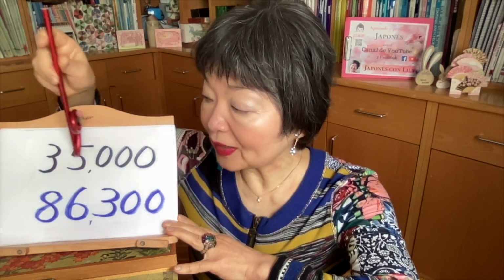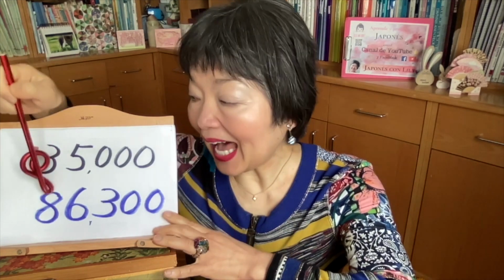35,000. But you must think in the Japanese way, each 4, and here is the imaginary line. So you don't say 35, but we must say 3万5000. And here, 86,300. We don't say 86,000. No, it's not like this, but we say 8万6300.